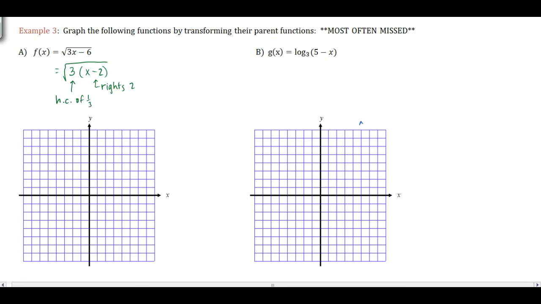So all that tells me is what I'm going to do. Remember, on a parent function, if you have the parent function points, then all I would have to do is, if I'm going to do a horizontal compression of 1/3, I'm going to multiply the x's by 1/3. And then to move it right 2, I'm going to have to add 2 to that, and we can just leave the y's alone.